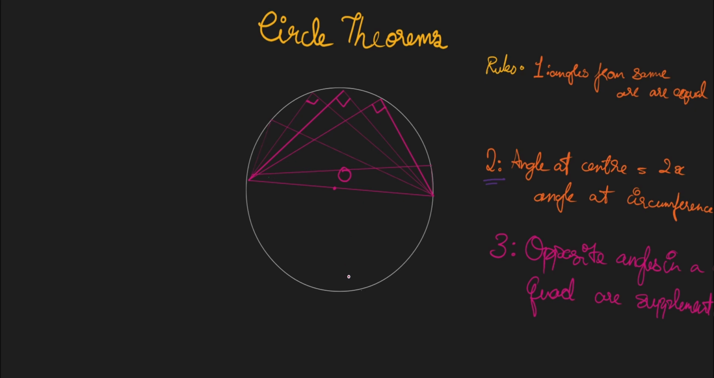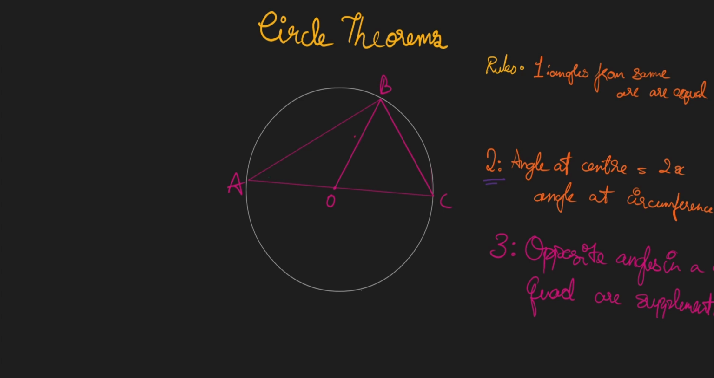Now to prove it, it's fairly simple. Let's choose one triangle, this one. So we have a triangle here, and the first thing we're going to do is draw a line. This is O, A, B, C. We're going to connect O and B. So now we have two triangles, OAB and OBC.